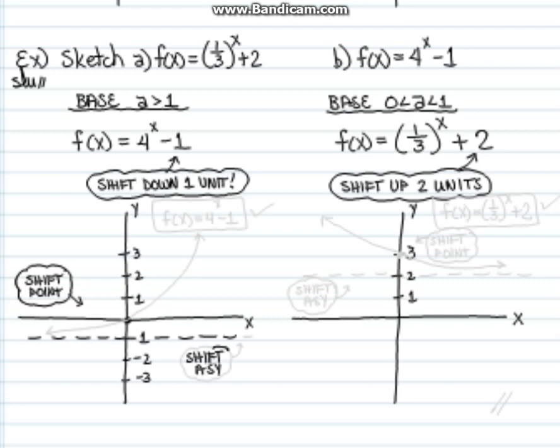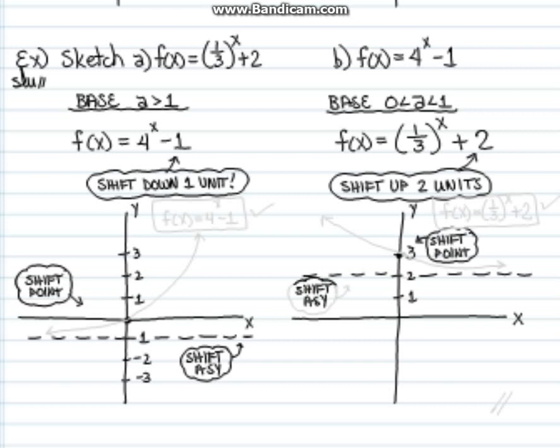For the other function, we're shifting up 2 units. So the y-intercept, which was located at (0, 1), moves up 2 units to (0, 3). And then the asymptote that was on the x-axis also shifts up 2 units to the equation y equals 2. Okay, now we just need to come in for our landing.